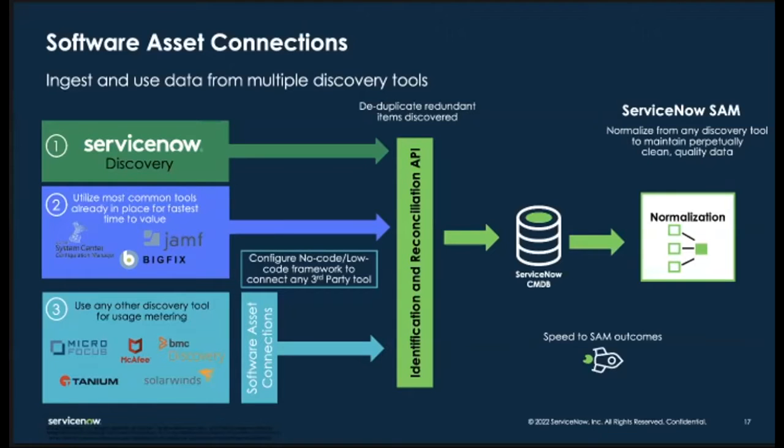For customers not using SCCM or Jamf, with software asset connections, our customers can connect their existing discovery tools using a common API framework, and this works for any discovery tool. Then SAM automatically identifies duplicate records across tools and allows the user to delete records as you see fit so that your data remains clean and accurate. While our competitors have integration connectors with some discovery products, we offer the generic framework to connect with any discovery tool so you get up to speed and to business outcomes faster.